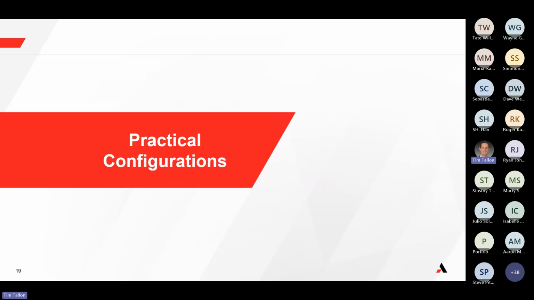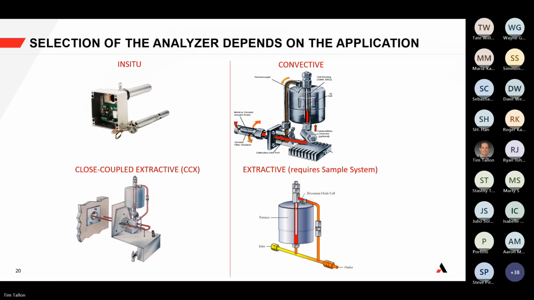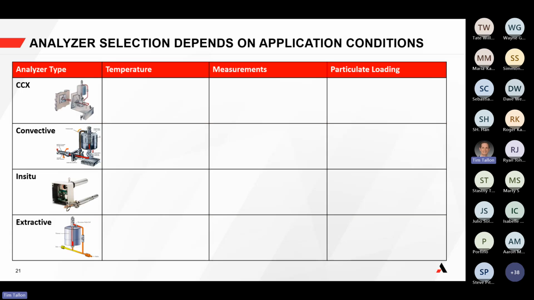So now I want to take a step back and look at some of the analyzer types and how the analyzer types really play into the configuration that you select for the purpose of the process. So selecting the analyzer depends on the application. And so we have 4 different types, very important and very similar and very different. How do we think about that? So I figured I'd give you a matrix to think about when would each analyzer type be relevant.